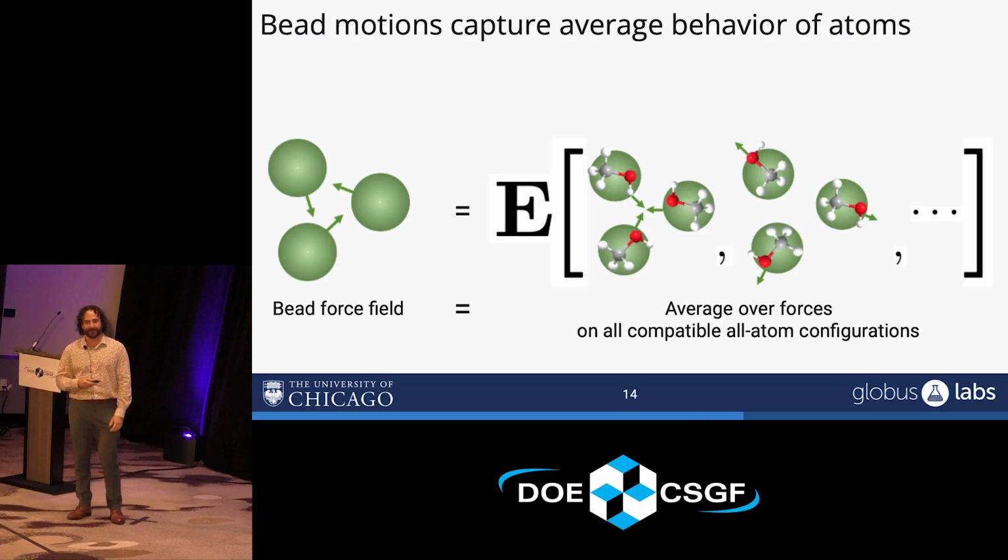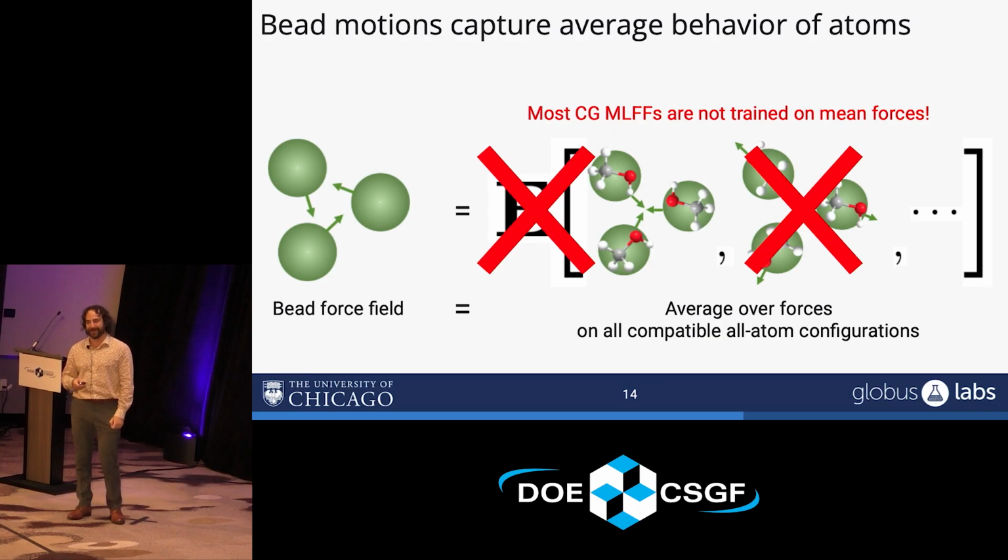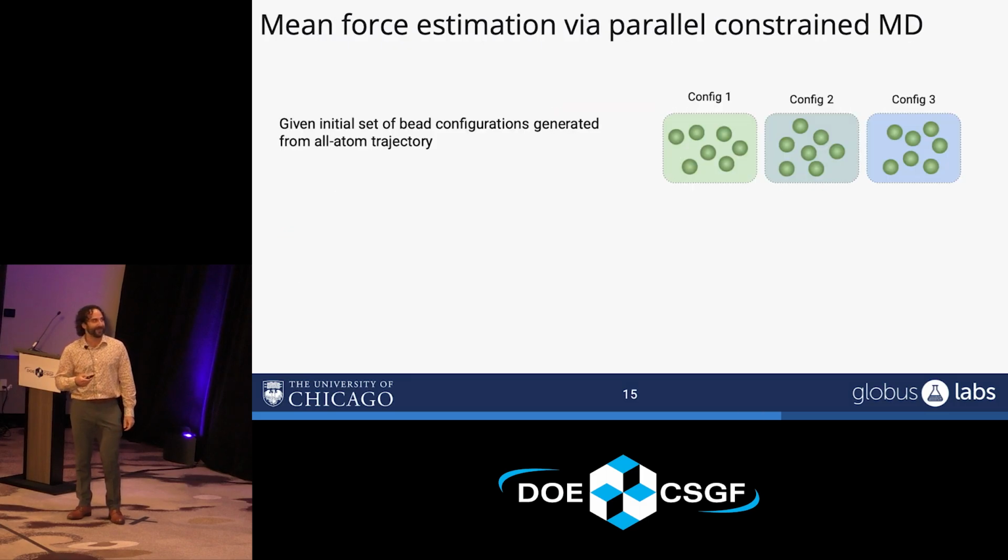What does that mean for our force field? Well, a principled way to handle that is to build a bead force field that is an average over all of the coarsened forces of all of the possible all-atom configurations. So there are ways to do this, but a lot of machine learning models that are built for this do not explicitly train to average forces. And that's something that we wanted to do, and we wanted to do efficiently.